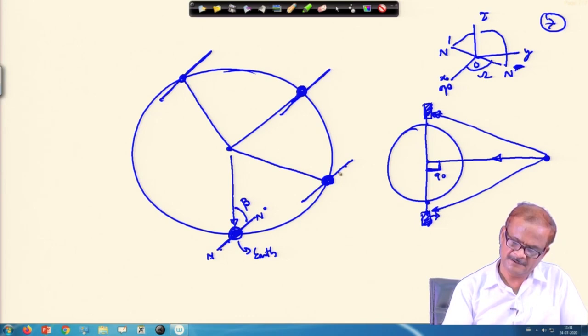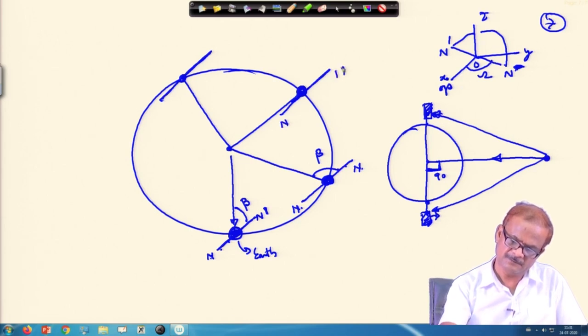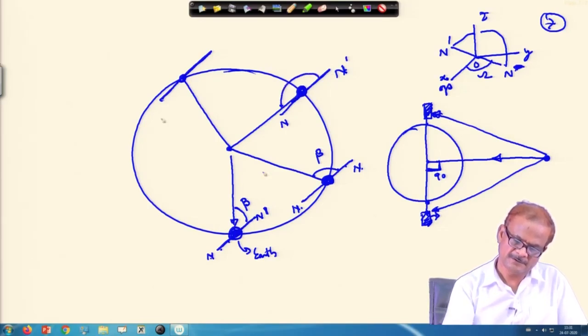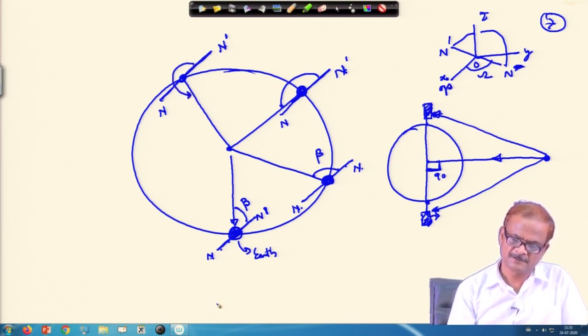So, this is the beta angle, this is your N, this is N, and N prime we have shown here on this side. So this becomes the beta angle, this is N, this is N prime. And N prime to this line, this is your beta angle, this is N, N prime, and N prime to this constitutes your beta angle.